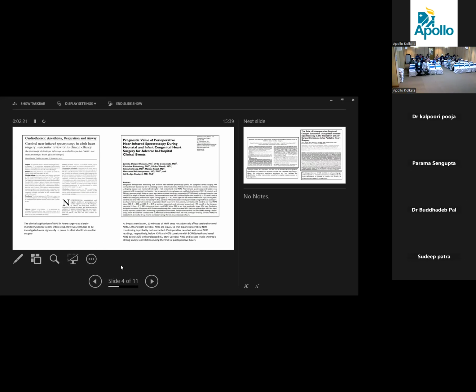These are some of the studies I found which show the pros of using NIRS. The initial one was published in the Journal of Cardiothoracic Anesthesia, Respiration and Airway. It was cerebral NIRS in adult heart surgery, a systematic review of its clinical efficacy. It was an adult study, and the conclusion was that NIRS in heart surgery as a brain monitoring device seems interesting. However, NIRS has to be investigated more rigorously to prove its clinical utility in cardiac surgery. As Ravi sir said, here we are not using that much.